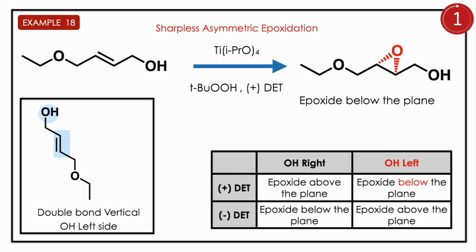So first step will be, as usual, identifying the position of OH. For that you should bring the double bond vertical, OH above. If you do that, you can clearly see OH is on the left side. Plus DET you are using. So OH left side plus DET, below the plane epoxidation. So draw the oxygen below the plane. The concept you have to learn here is chemoselectivity. Only the allylic alcohol reacts, not the ether.